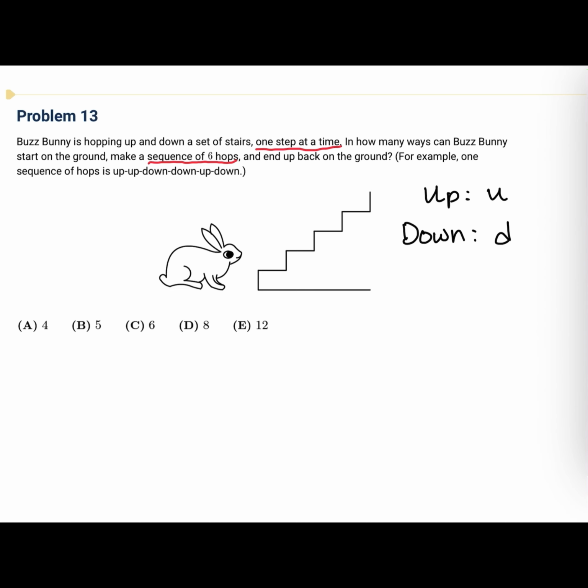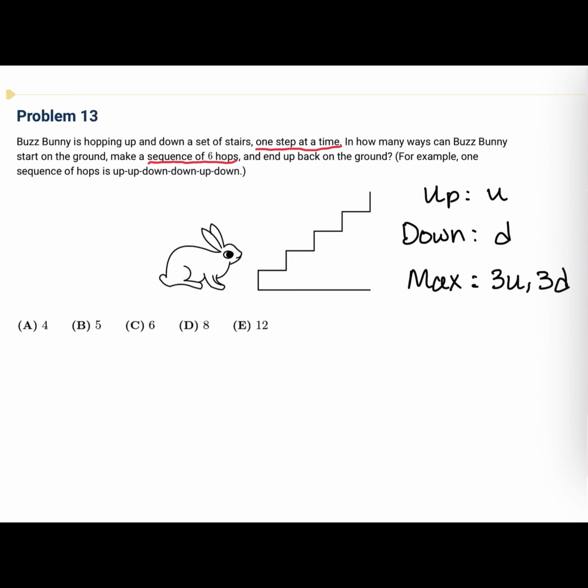Since the max amount he can do is 6 hops, that means the number of times he hops up and the number of times he hops down should equal 6. So let's go ahead and write that. Your max would be 3 ups and 3 downs. 3 plus 3 is equal to 6.